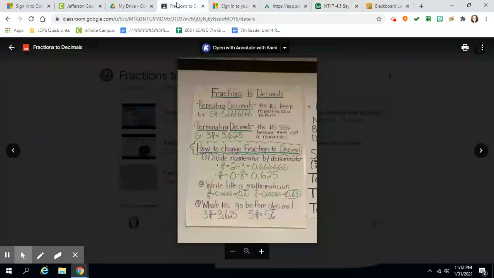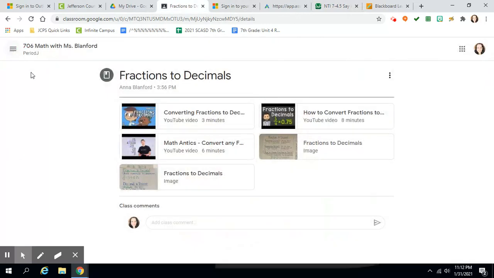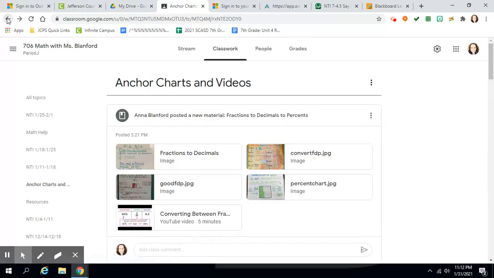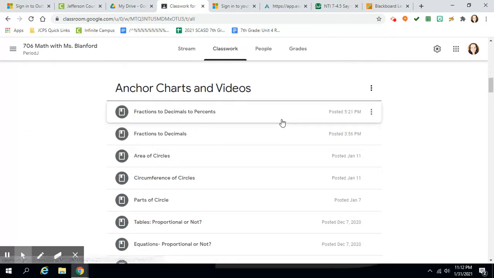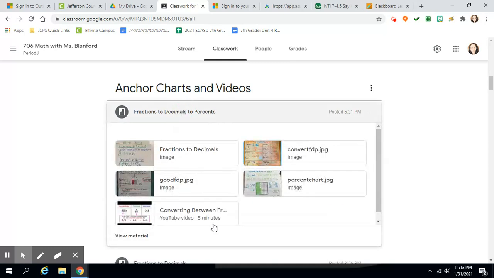There are actually two different sections under the anchor charts and videos. Let me go back to this so we can see it better. Okay, there's two: fractions to decimals to percents, and just fractions to decimals. This is the one where we start adding in percents. There are a bunch of different charts in here. There's even a video that will help you convert between fractions, percents, and decimals.